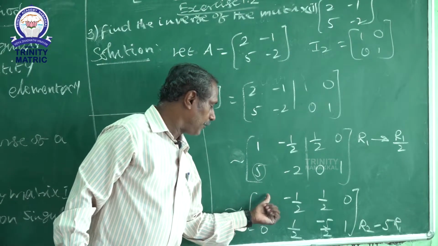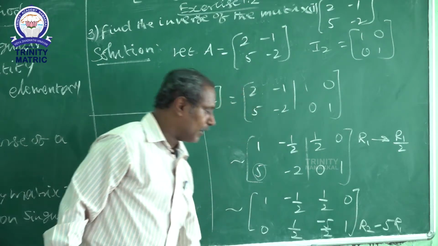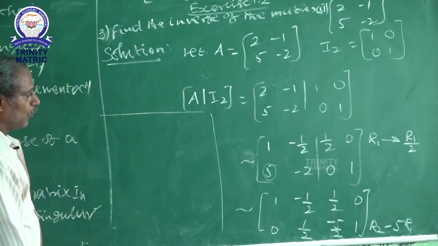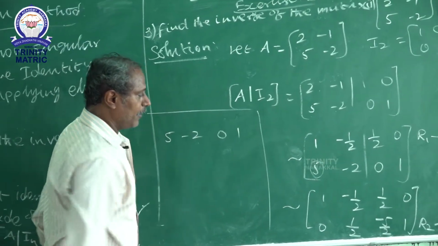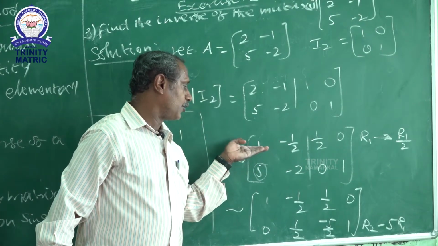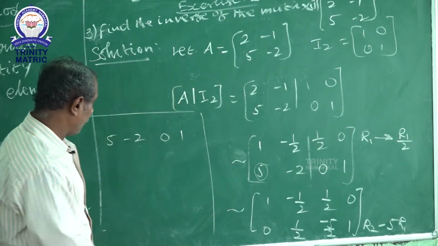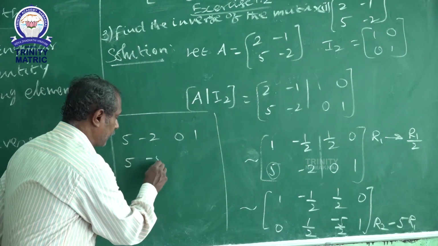The first row already has 1, so keep it as it is. Now we are transforming the second row. Write the second row as you have it, that is 5, minus 2, 0, 1. Next, to make this element 0, we take the first row and multiply by 5, which gives 5. Then minus 1 by 2 into 5 is minus 5 by 2.